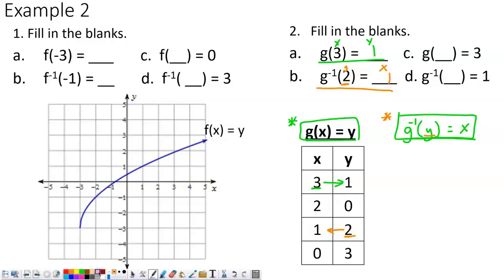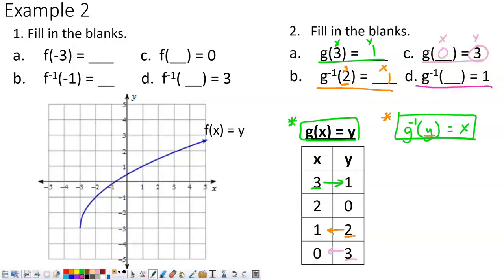Let's do another one here. So again, I'm looking at the g, and when you're looking at g, this is the x and this is the y. So I want to find where does y equal 3, and the x value that goes with that is 0.